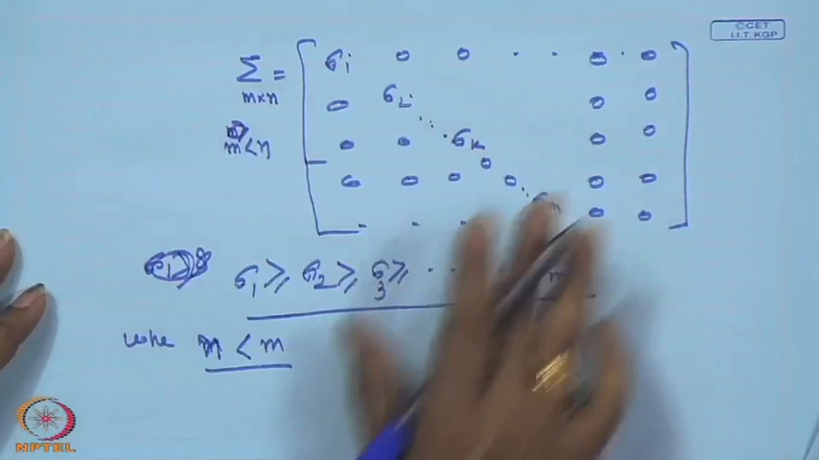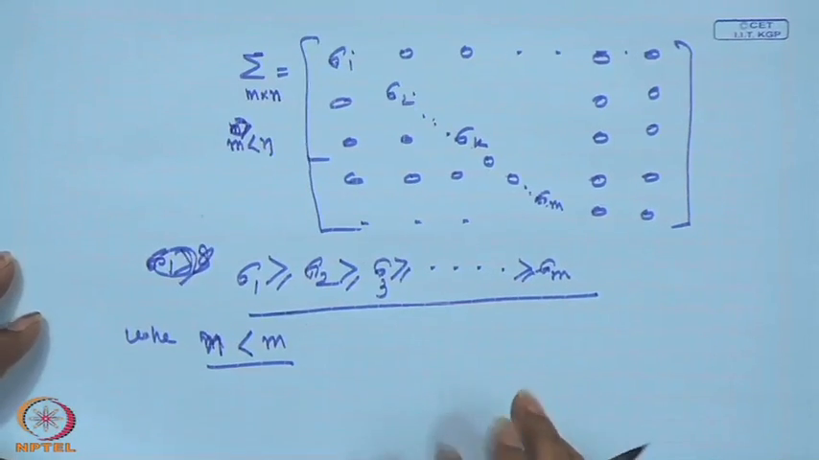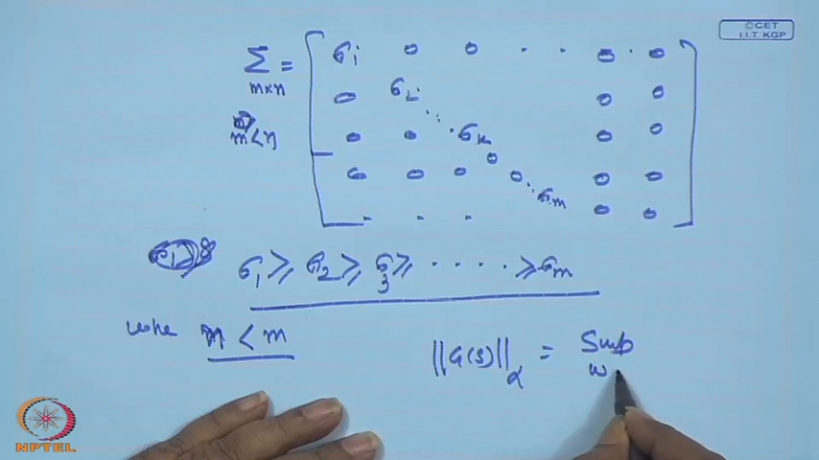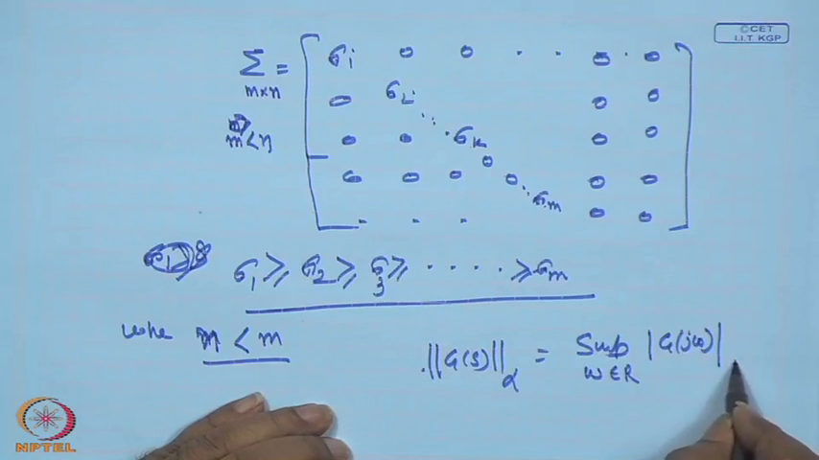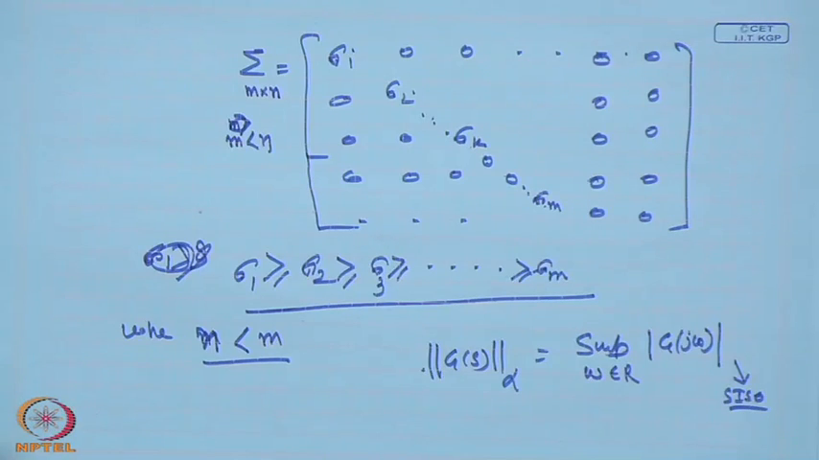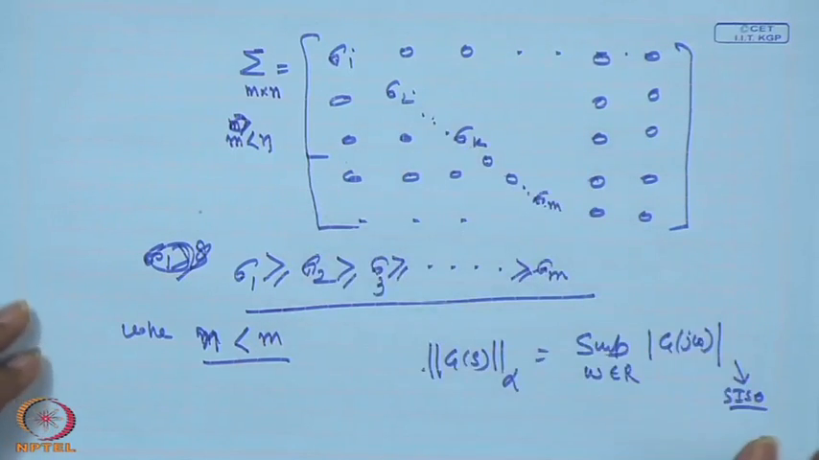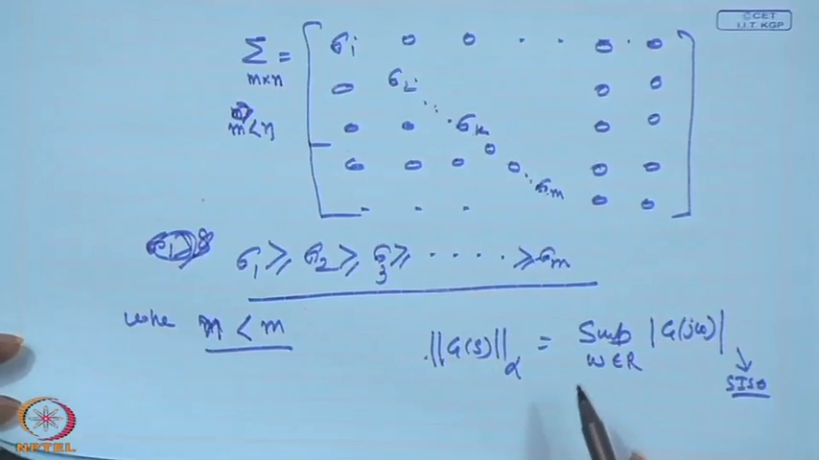And using this structure, we can find the H infinity norm of a multi input multi output system. We know the H infinity norm of a system for the single input single output case is the supremum over omega of the magnitude of g of j omega. This is for the single input single output case. That means you do the frequency response, and at whatever frequency you get the maximum value of the gain, that is the H infinity norm. Based on this concept, we will see the H infinity norm of the multi input multi output system. Supremum means least upper bound.